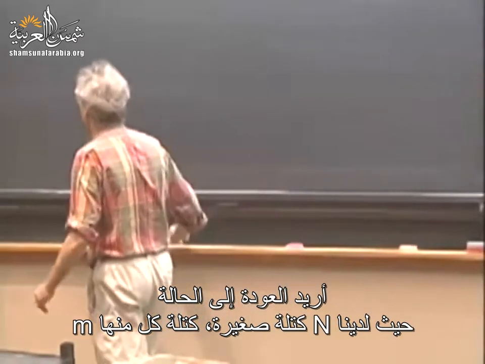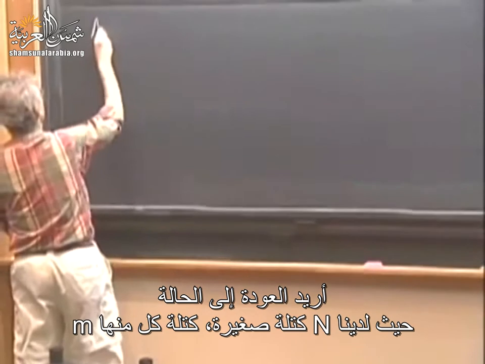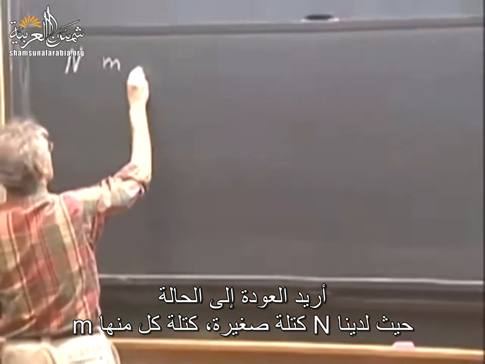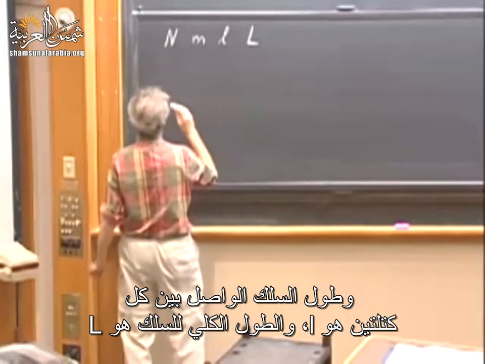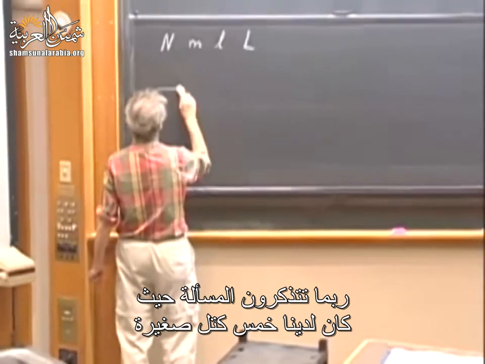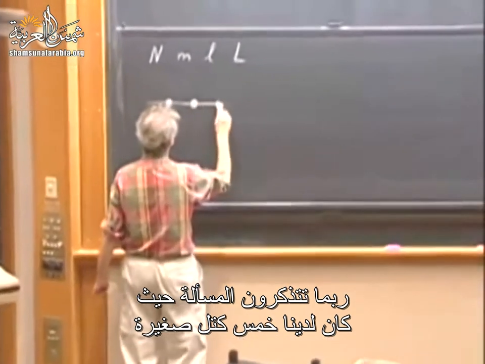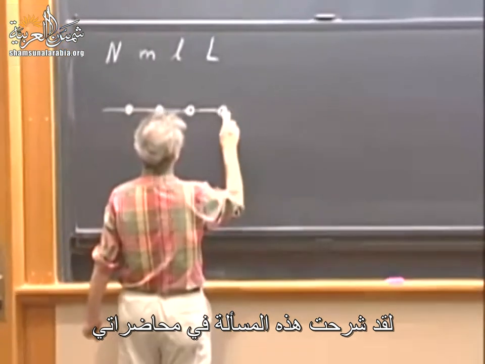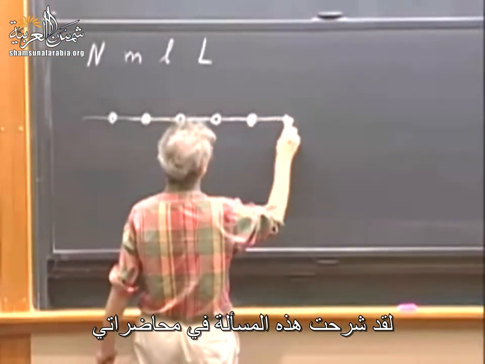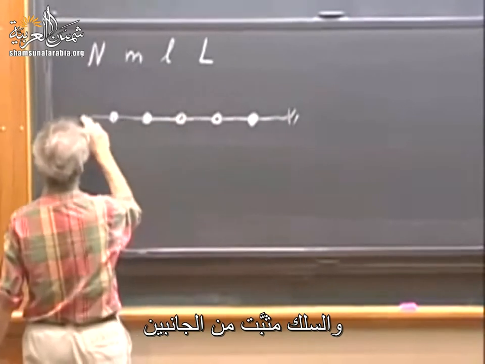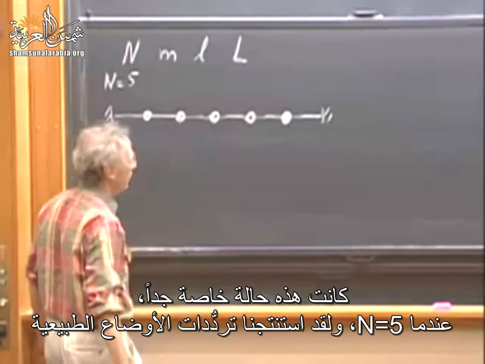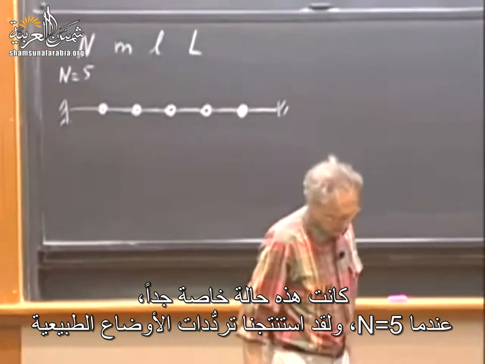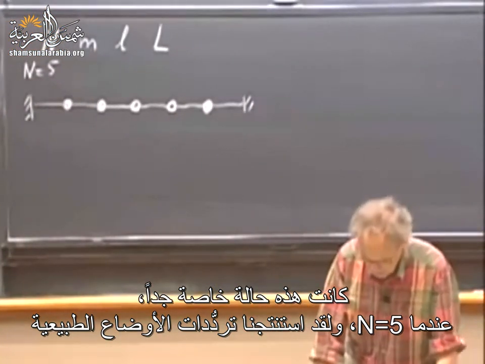I want to revisit the case that we have n beads, each mass m, and they are connected with little strings, little l, and the total length, say, is capital L. Perhaps you remember you even had a problem whereby we had 5 beads. It was also demonstrated by me in my lectures. This end was fixed, and this end was fixed. So this was a very special case whereby n was 5, and we derived the normal mode frequencies.